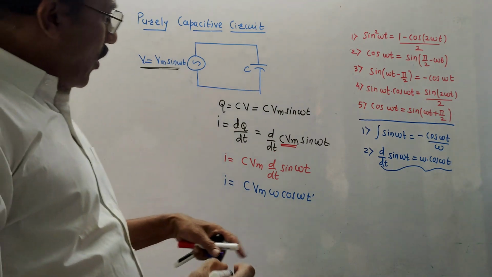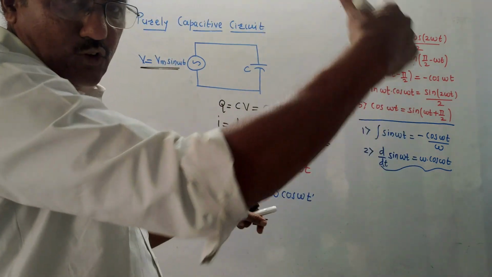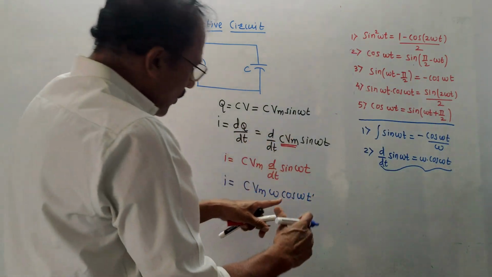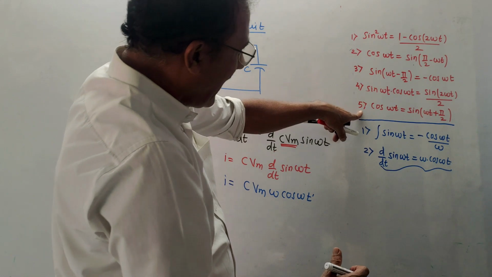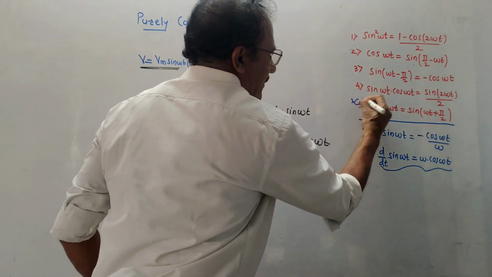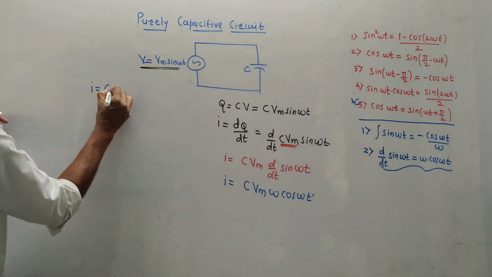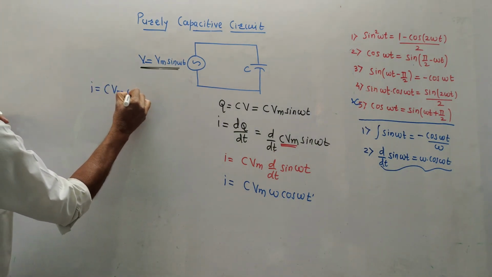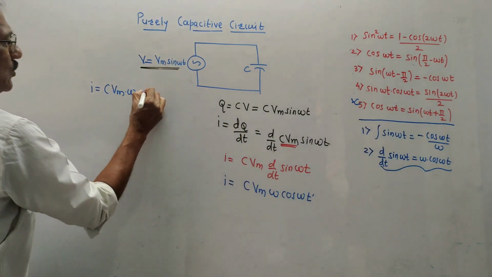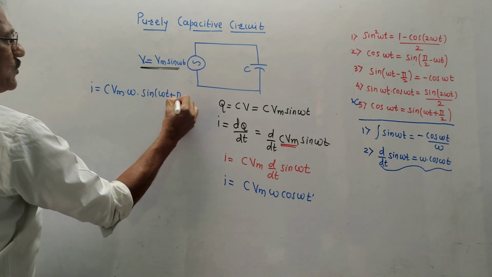Now, I want to obtain the equation in terms of a sine wave, because drawing a diagram for a sine wave is comparatively simple compared to the cos wave. So I will express it in terms of a sine wave. I have the identity: cos omega t is sine omega t plus pi by 2, identity number 5. So the next equation will be I is equal to C Vm into omega, and in place of cos omega t, I will put sine omega t plus pi by 2.